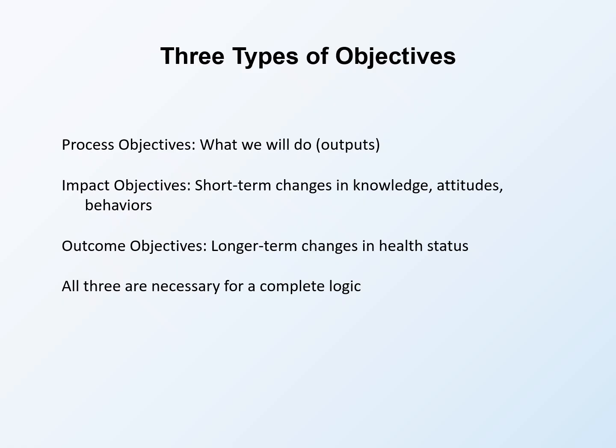Outcome objectives describe longer-term changes in health status. Diabetes incidence will decrease. Emergency department visits for asthma will decline. Life expectancy will increase. All 3 types are necessary.